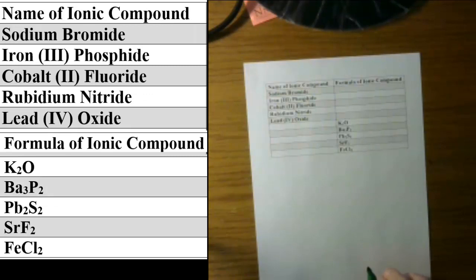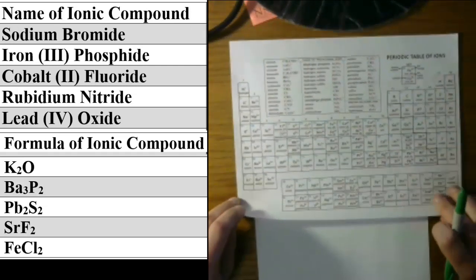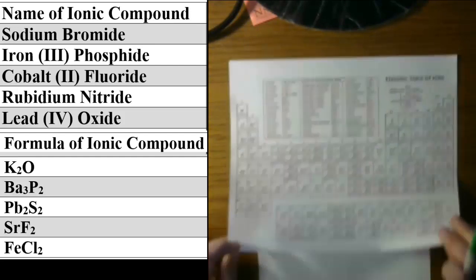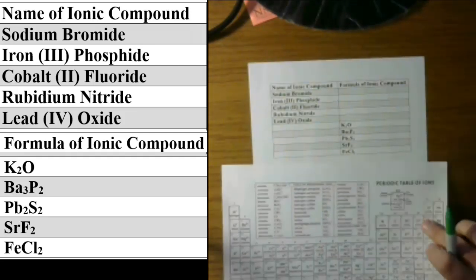And in order to find the charges, don't forget that you have this handy dandy table, the table of ions. So whenever you're doing one of those, if it's an ionic compound, use this table. Okay, I've got it right here. Just going to set it down here.